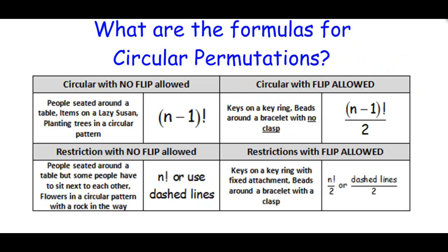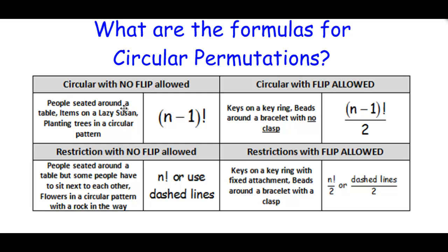So what are the formulas for circular permutations? This is all written out for you on your notes, but when you have things in a circular form, we actually get fewer options because when it's a circle, there's really no beginning or end. There's no first position, last position. So if you picture having, say, keys on a key ring, if you have all the keys spread out and you turn it, you didn't change anything. It's still the same option even though it looks a little different.